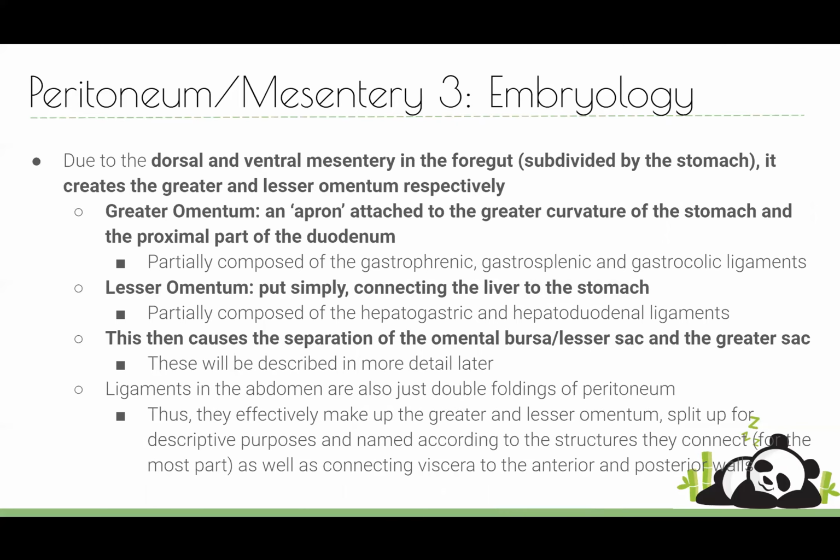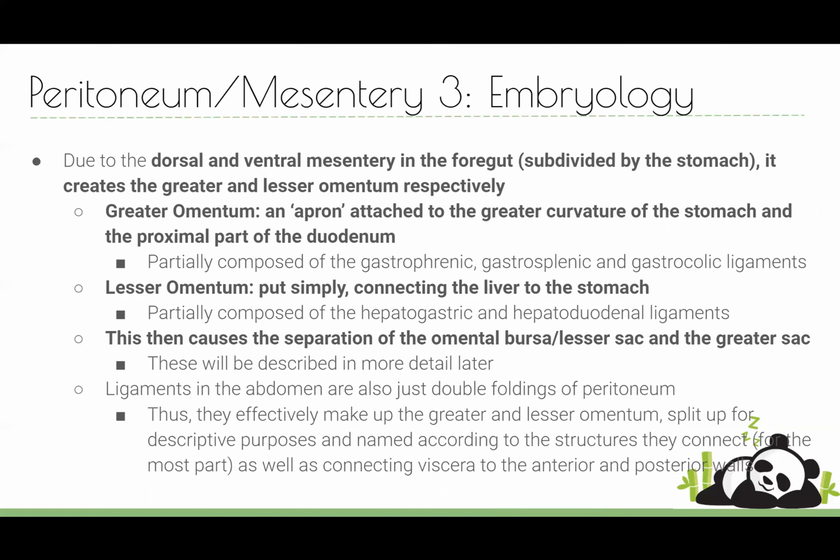Okay, so due to the dorsal and ventral mesentery in the foregut, it's subdivided by the stomach and will become the greater and lesser omentum respectively. So the dorsal becomes the greater and the ventral becomes the lesser. How that specifically happens, I will also talk about in a sec, but it all happens at the same time, so it's a bit messy.